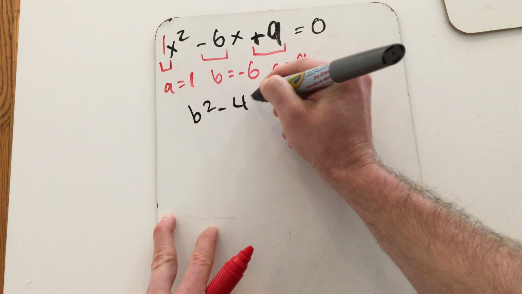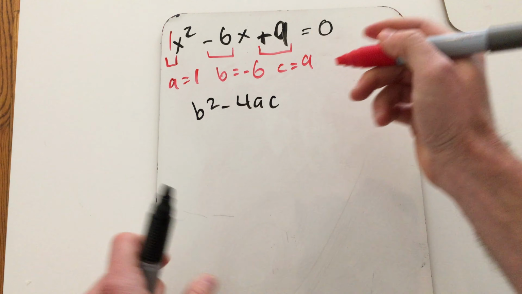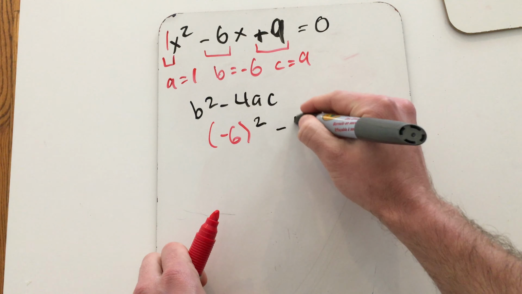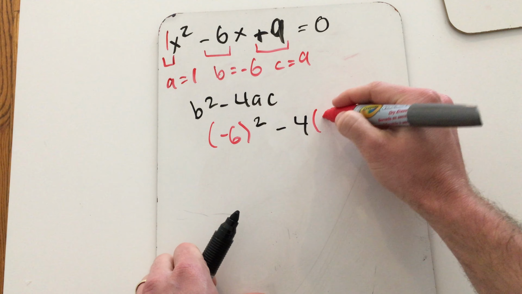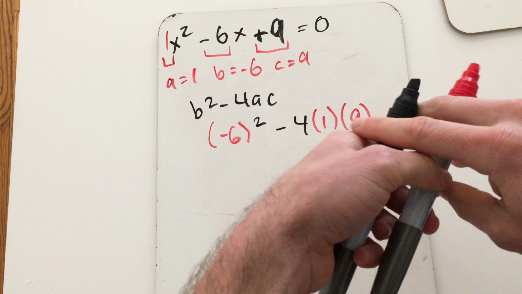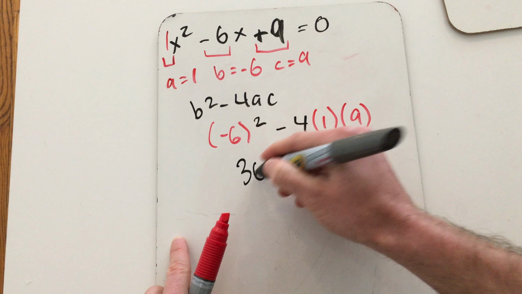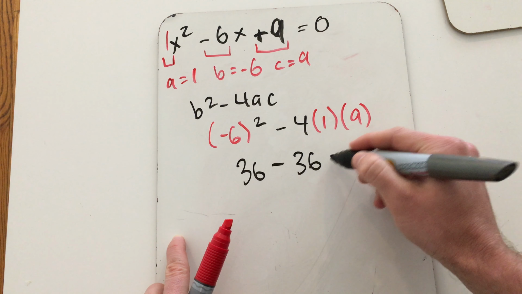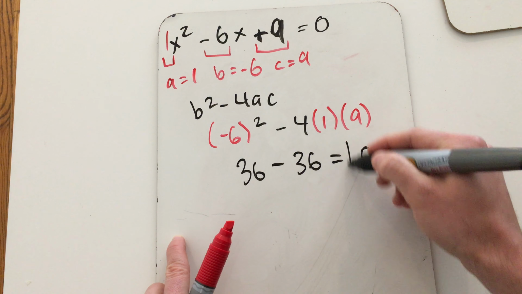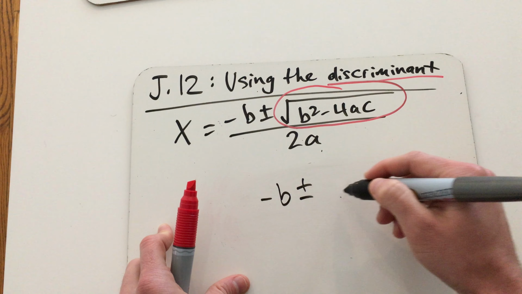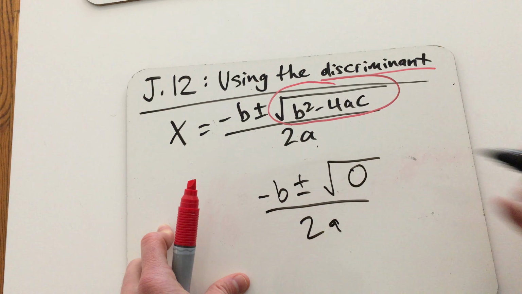b squared minus 4ac. b is negative 6, squared, minus 4. a is 1. And c is 9. Negative 6 squared would be a negative times a negative, which would be positive 36. Minus 4 times 1 is 4, times 9 is 36. Look, we got 0. Now when you get a 0, that means that you would be having something like this. Negative b plus or minus the square root of 0 over 2a.